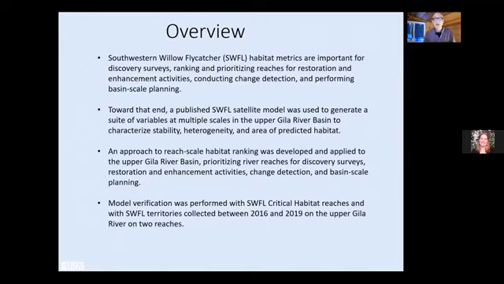But we also thought it would be useful if we could rank habitat at larger than the patch scale, which currently the satellite model uses the patch scale, about 120-meter radius. What we wanted to do is see if we could use the satellite model and extrapolate it over broad areas and then characterize characteristics of the riparian vegetation at that much larger scale, and then be able to rank the reaches so that managers could look at it and think about restoration and enhancement activities.